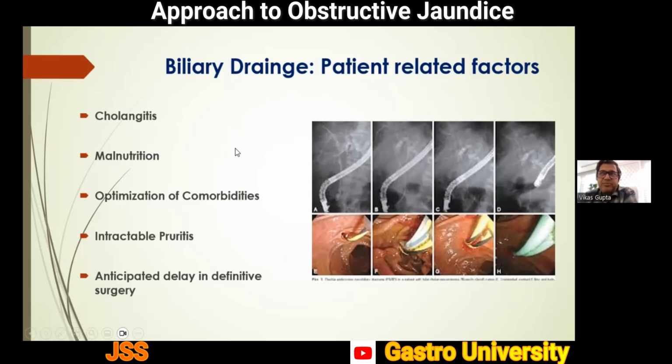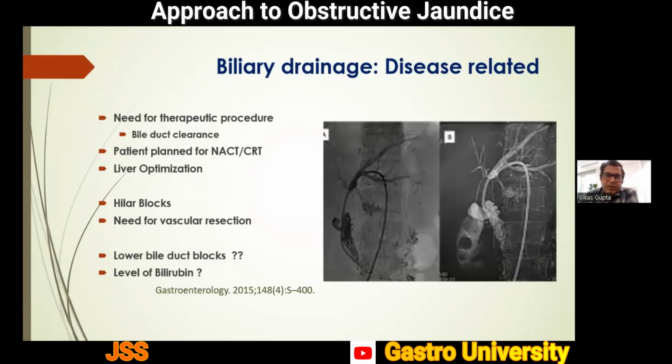Optimization of comorbidities: the patient has cardiac or pulmonary comorbidities which take some time. Intractable pruritus, which is disturbing his sleep and his day-to-day activity, is another indication. And when there is an anticipated delay in the definitive surgery, these patients should be subjected to biliary drainage. Now, disease-related factors. The patient needs a therapeutic procedure, like a patient with gallstone and bile duct stone. The bile duct needs to be cleared prior to surgery. We can subject these patients to biliary drainage.